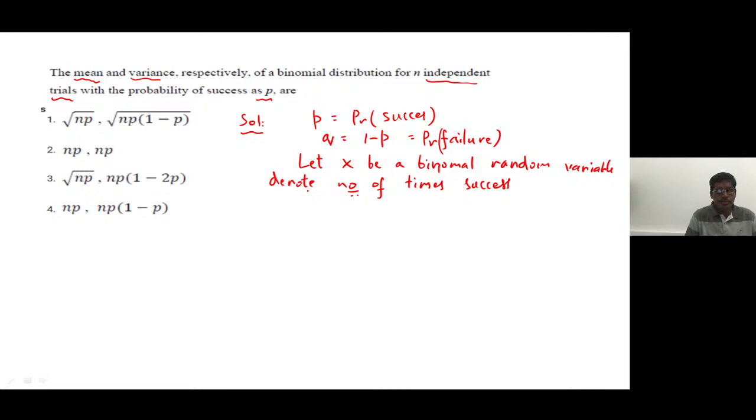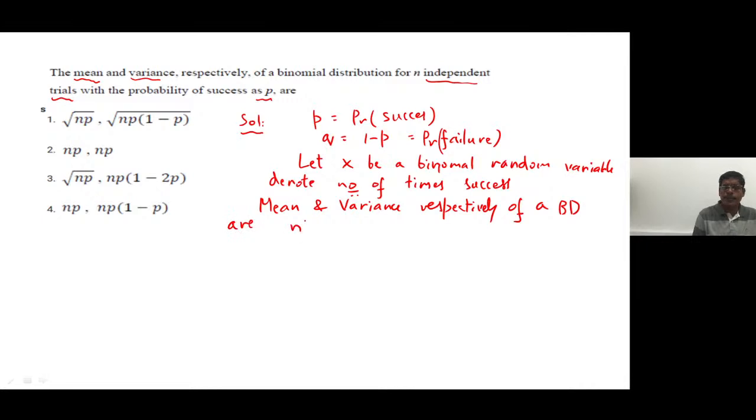that is the mean and variance direct formula. Mean and variance respectively of a BD, BD is the short form of binomial distribution, are n into P and n into P into Q.